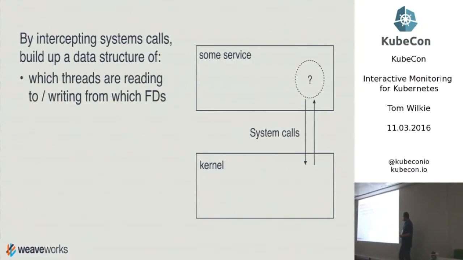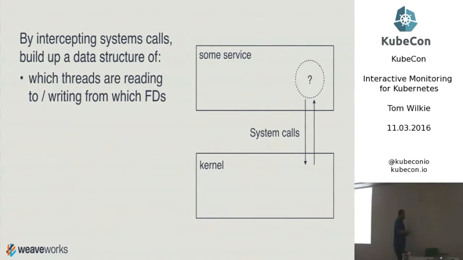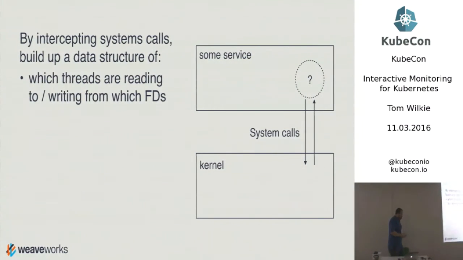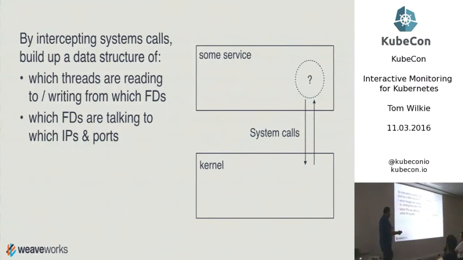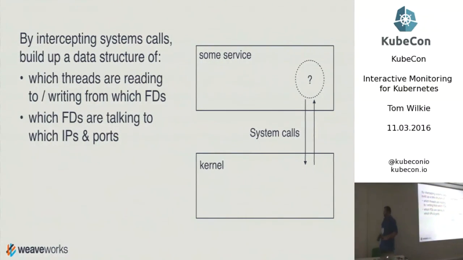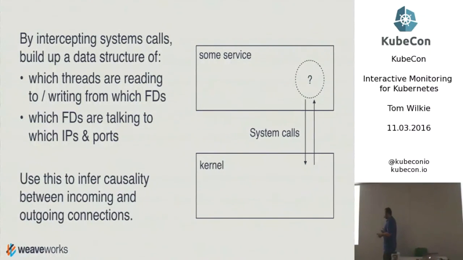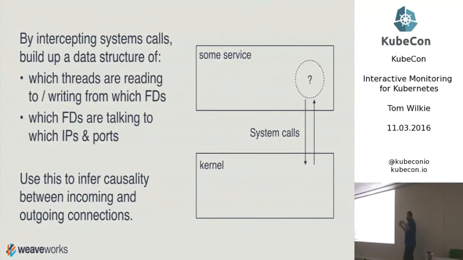Intercept these system calls. Use this data feed you've got now to build up a little data model of which threads in your process are reading and writing from which file descriptors. Which file descriptors are talking to what IP and what port. And basically build this little model of which connection caused which other connection, using a couple of heuristics. Maybe it's not 100% perfect. I'm not claiming this is going to replace every single system, but it actually turns out to work reasonably well.